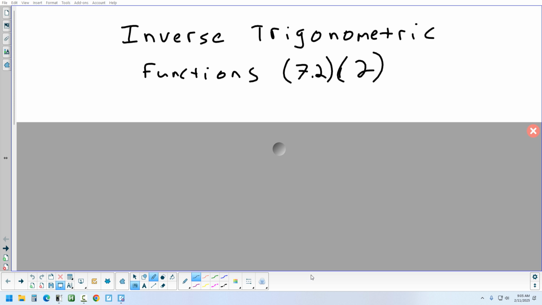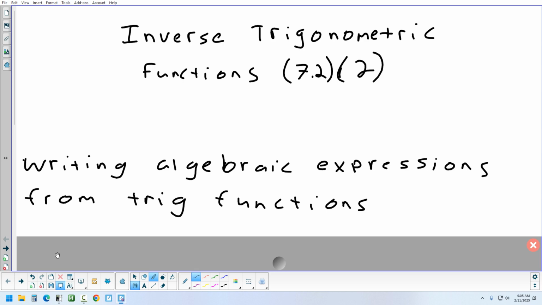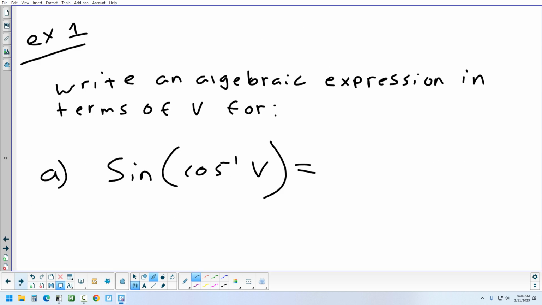Going to finish up section 7.2. And first thing we're going to look at is how we can take a function that has trig and get rid of the trig and turn it into something equivalent with just algebra. All right. So here's an example of a formula that has trig.